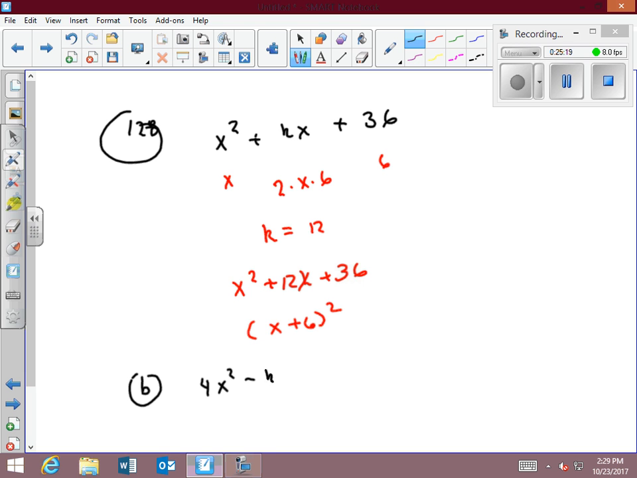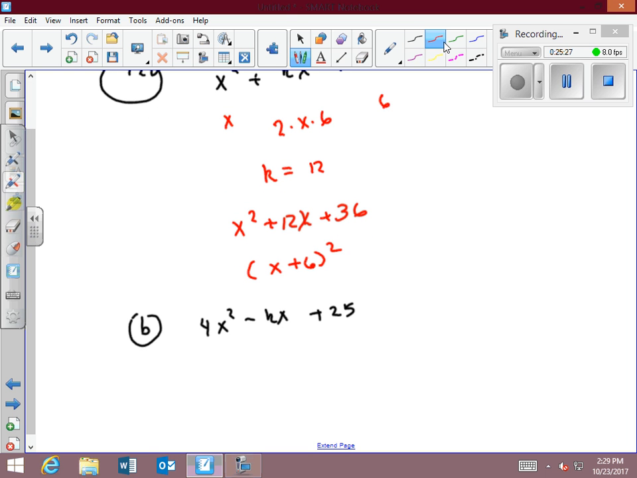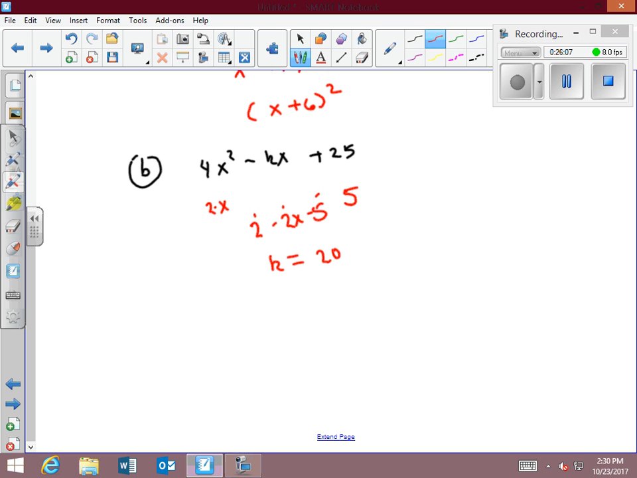Four x squared minus kx plus 25. Is the first term a square term? What is squared? 2x, right? Is the trailing term a square term? What is it? 5. So to be a complete square, it has to be 2 times the first term times the trailing term. What would k have to be for that to be a complete square? It has to be 2 times 2 times 5. 20. So what this would have to be is 4x squared minus 20x plus 25. You see how it's just showing you what has to happen.